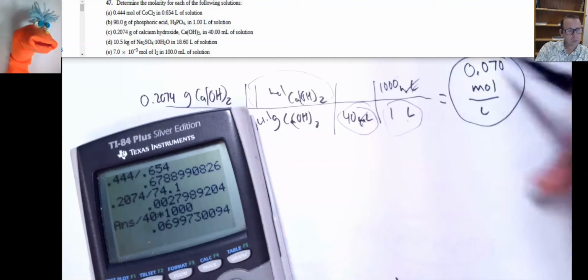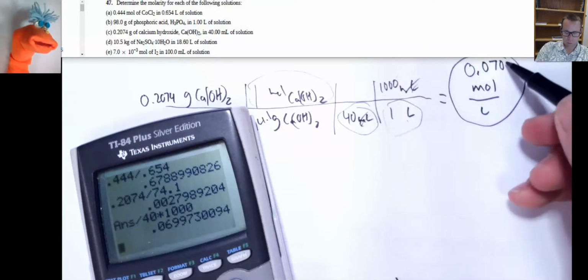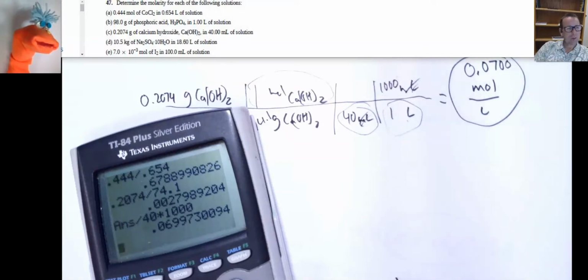So 0.0700. How many significant figures? 3 significant figures. So 0.0700 molar calcium hydroxide. That's the concentration. Okay.